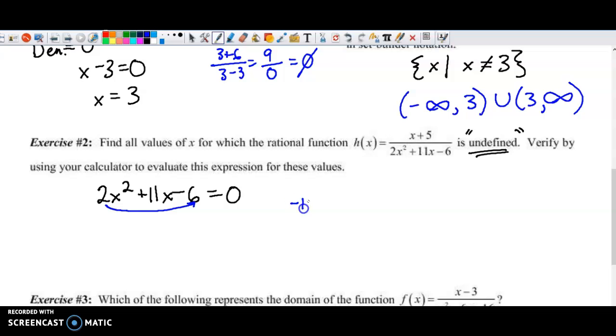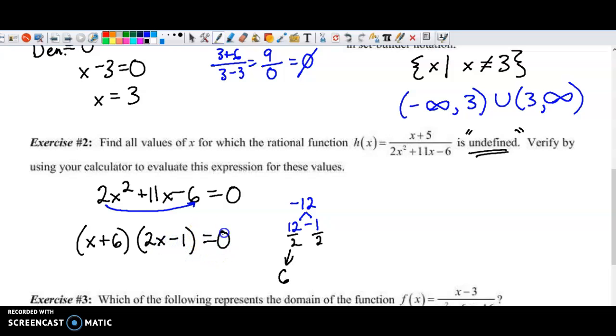2 times negative 6 is negative 12. I'm thinking of factors of negative 12 that add to be 11. 12 minus 1, and then you also have to do the divide part. Just remember that 12 divided by 2 is 6, so when you factor it, it'll be x plus 6, and then this doesn't simplify, so we have to slide that 2 back. 2x minus 1, which actually works out nicely for when we solve this, because remember it's always the opposite. Negative 6, and then add 1 and divide by 2. And you can double check that my arithmetic is correct.